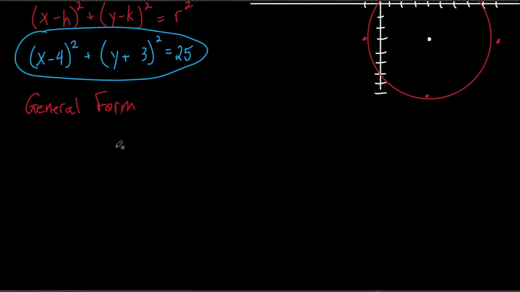Okay, so there we go. So what we're going to do is we're going to multiply this stuff out right there, x minus 4 squared. So what is x minus 4 squared? It's going to be, I'm sorry, let's do this. Let's write the general form first. It's ax plus by.